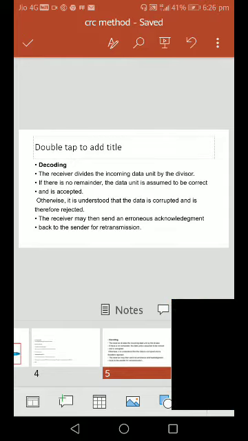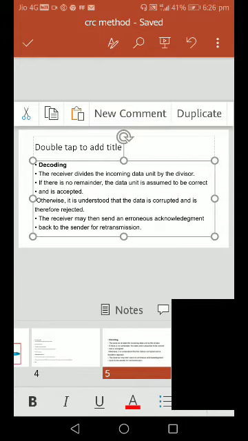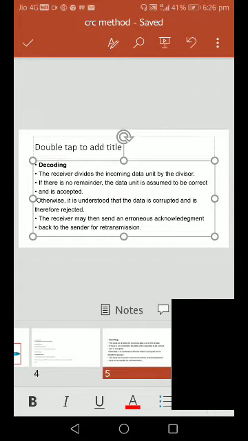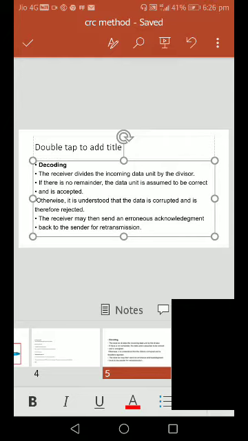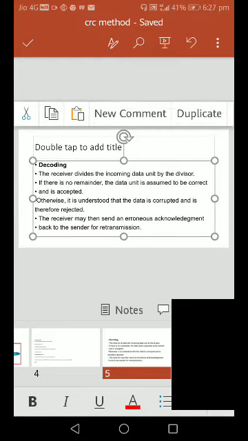Decoding: the receiver divides the incoming data unit by the divisor. The receiver takes the division of the whole data of the incoming bits; a lot of bits coming from the input can be divided into blocks. If there is no remainder, the data unit is assumed to be correct.